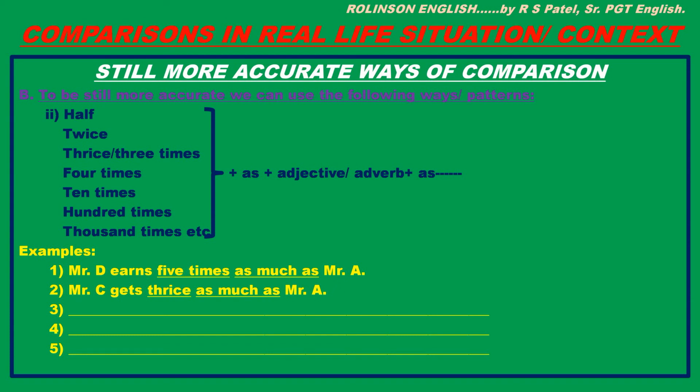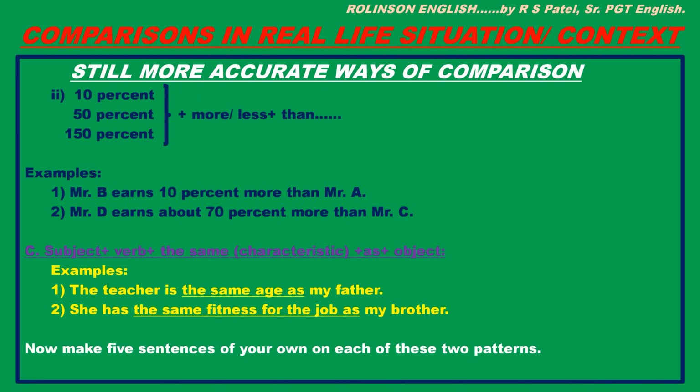Let's see some other way to be more accurate, that is percent. 10%, 50%, 150% or whatever percent it is, plus more or less plus than. See the examples. Mr. B earns 10% more than Mr. A. Number 2, Mr. D earns about 70% more than Mr. C. See that? This is almost 100% accurate in expressing the comparison.